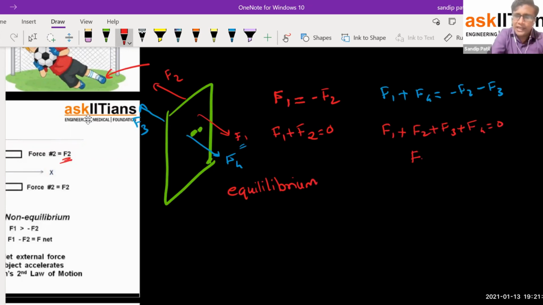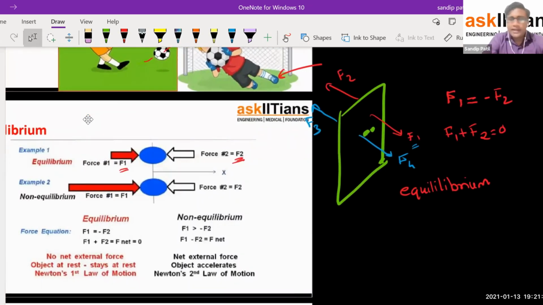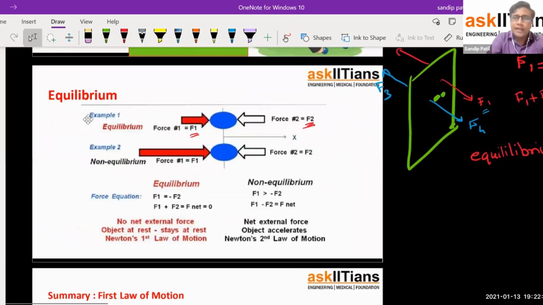This is nothing but I can again say F net is equal to 0. So as long as the total net force is 0, it doesn't matter how many forces are acting on it. As long as the total net effect is 0, the object is going to remain at rest, and it is called equilibrium. Simple. Now, what is non-equilibrium? We already discussed this, right? As I said, if two friends came and started pulling the door on their side, obviously it will not be in equilibrium. So if your F2 plus F3 becomes greater, it is not going to remain at rest. Simple. So you can say the door will open, or there will be a non-equilibrium condition.